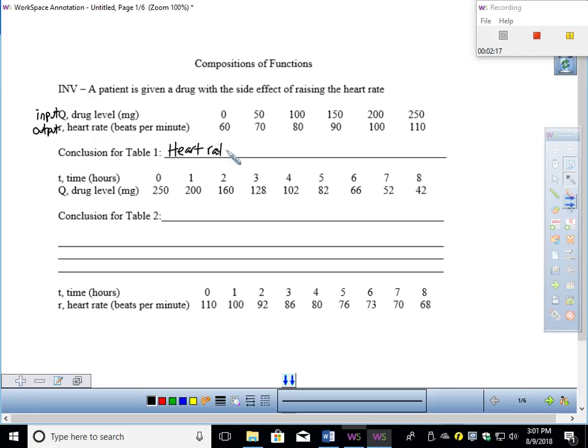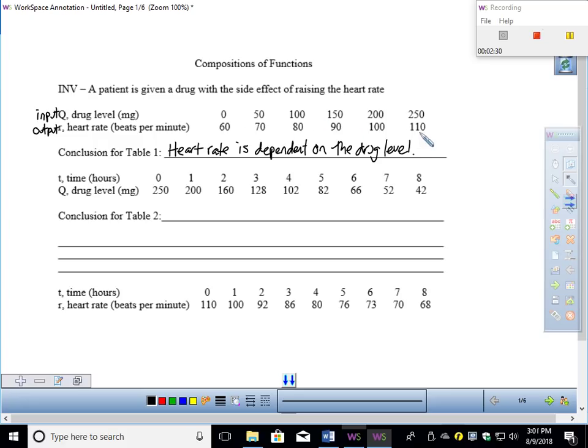I'm going to write it in a slightly different way. Heart rate is dependent; let's talk about that notion of dependence. So heart rate is dependent on the drug level. We'll look at those values momentarily before moving on to the next piece. You can see heart rate, drug level, et cetera: as the drug level increases, so does the heart rate.